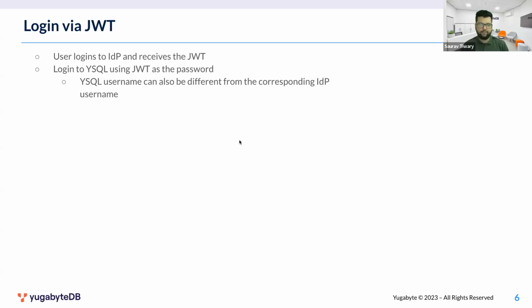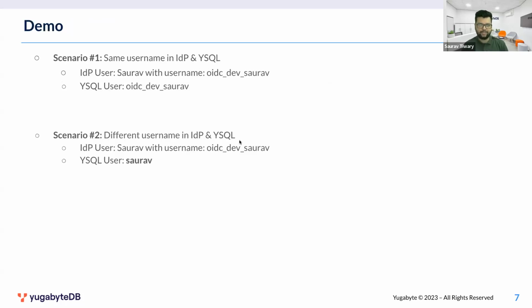And when you want to log into your database with YSQL, you can just provide your JWT as the password. And your YSQL username can also be different from the corresponding identity provider name. Okay, so we'll see that in action now. I will demo these two scenarios: the first is when your identity provider username is the same as your YSQL username. And second, when there are differences, and we'll see that there is a little bit of extra configuration you have to do to support scenario 2.